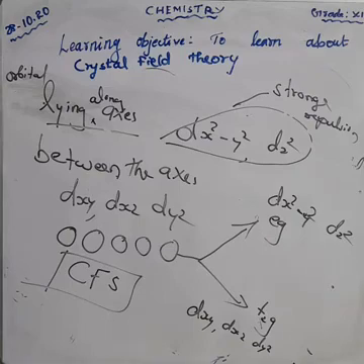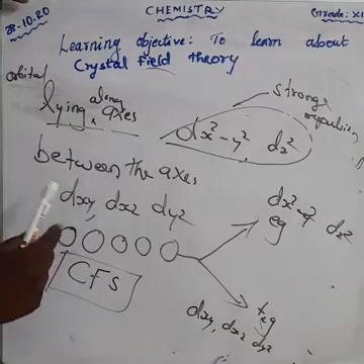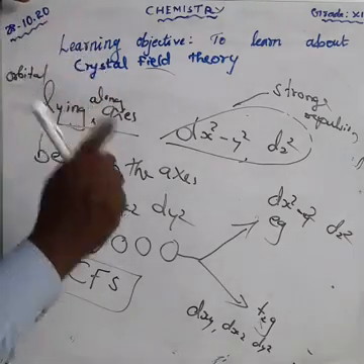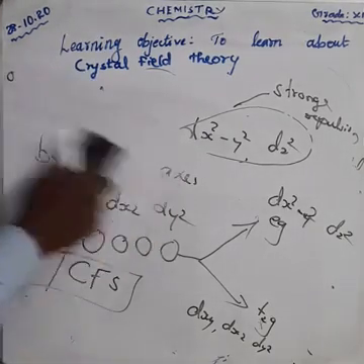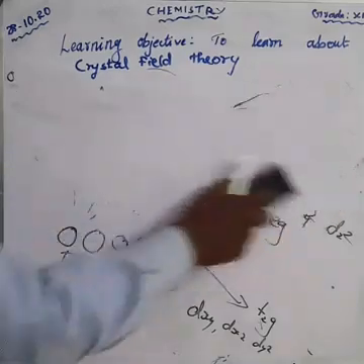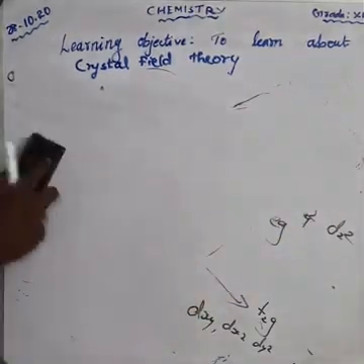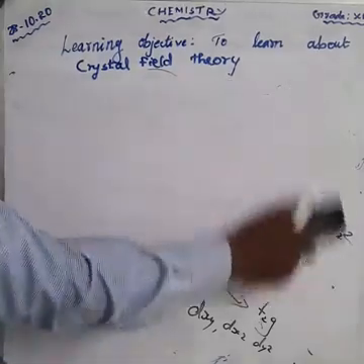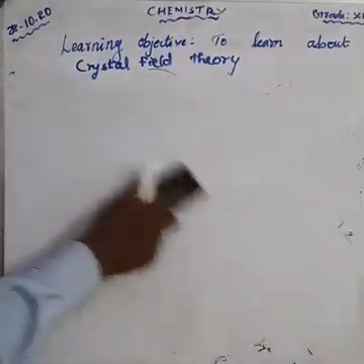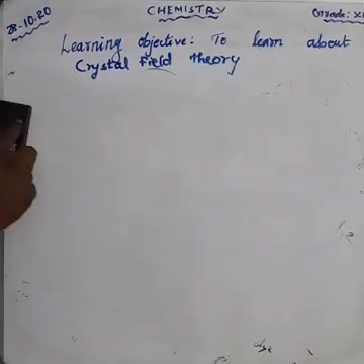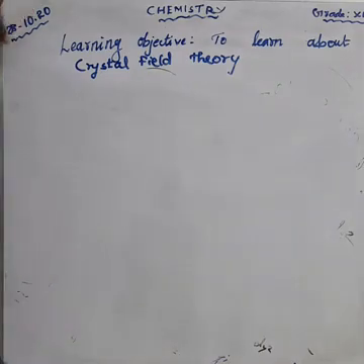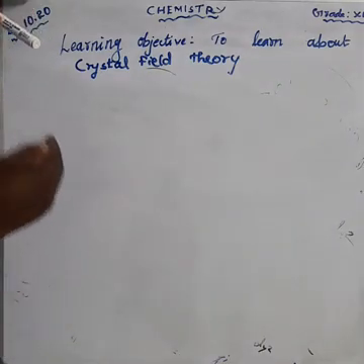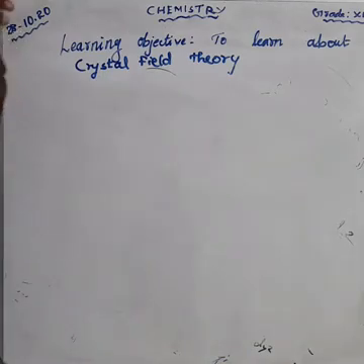About the third point, what is it? When the ligand approaches further, there will be an attraction between the negatively charged electrons and the positively charged metal ion. The result is a net decrease in energy. This decrease in energy is the driving force for the complex formation.